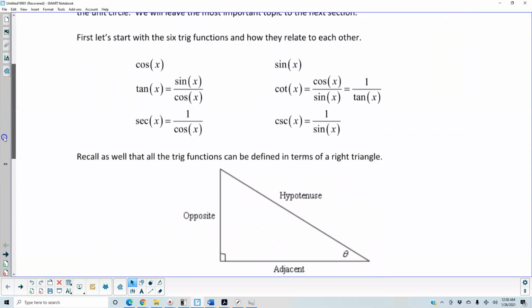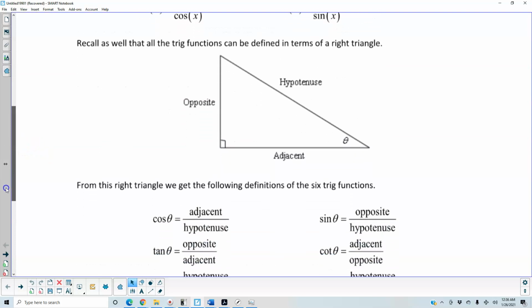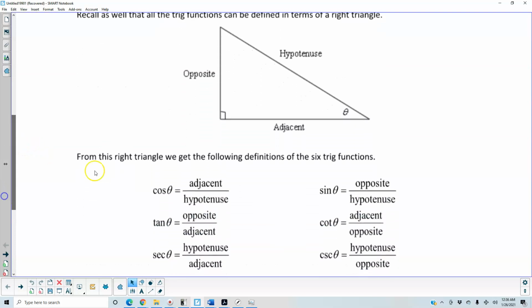Now recall as well that all the trig functions can be defined in terms of a right triangle. Here's your right angle, there's your theta. This is the adjacent side, this is the opposite side, and then this is the hypotenuse. Now from this right triangle, we get the following definitions of the 6 trig functions.